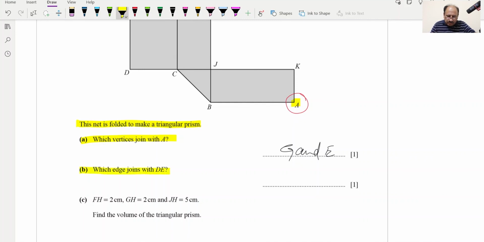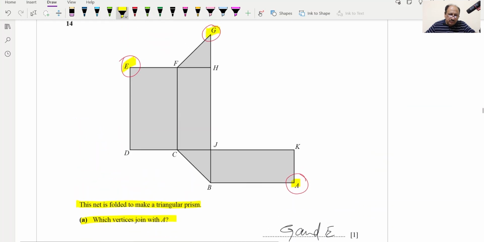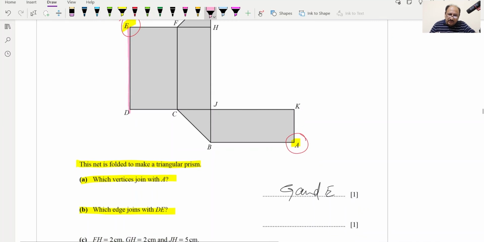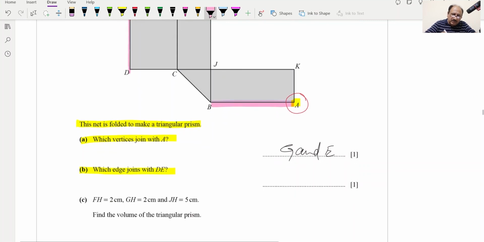Then which edge joins DE? Now DE side is which one? DE side is basically this side, and when we fold, this will be joining with this side, which is AB, or we can write BA or AB. So we will write AB.